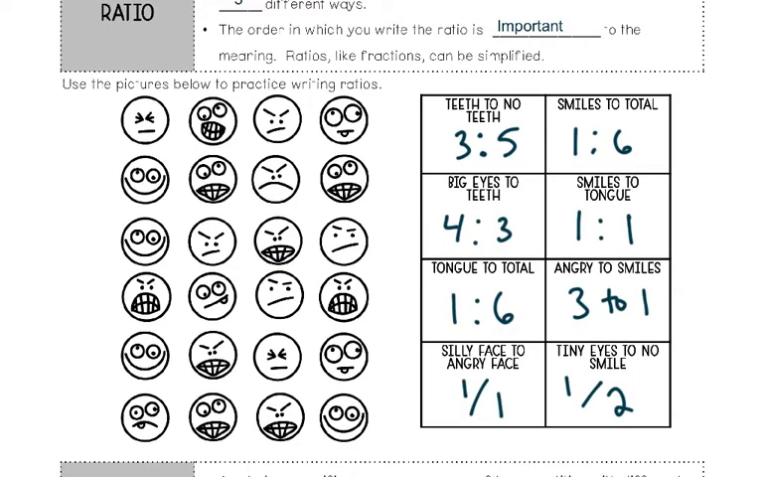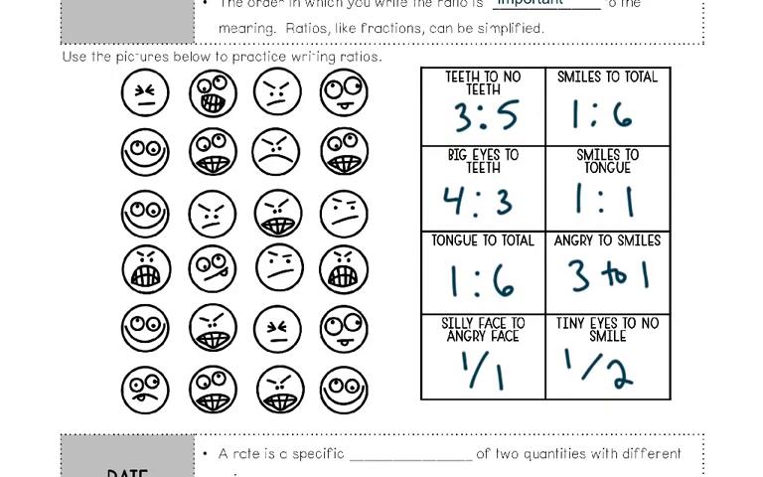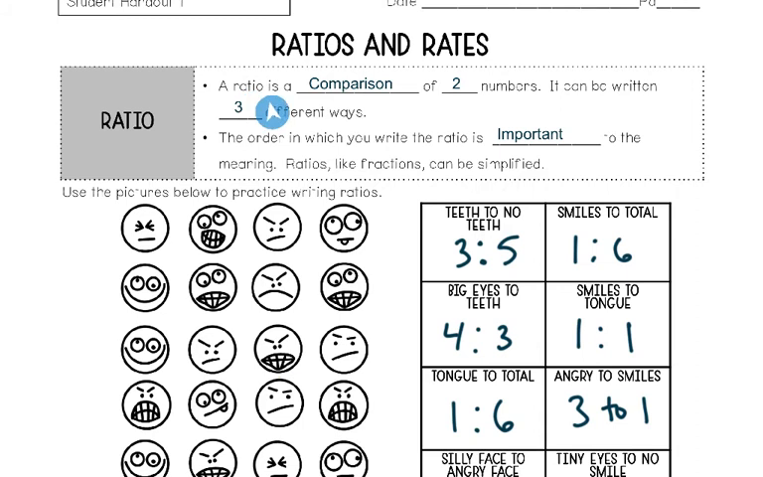Okay, so I just went through, and I wrote it three different ways. Sometimes I wrote the colon, sometimes I wrote it with the word to, and sometimes I wrote it as fractions. It's okay if you didn't realize what the silly face was or the angry face was, or you didn't know if it was a tongue or not. That's okay as long as you understand, like we put up here, that a ratio is a comparison of two numbers. You can write it as a fraction.